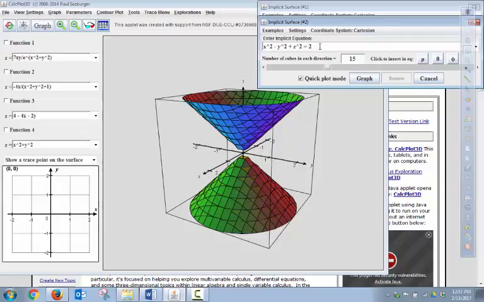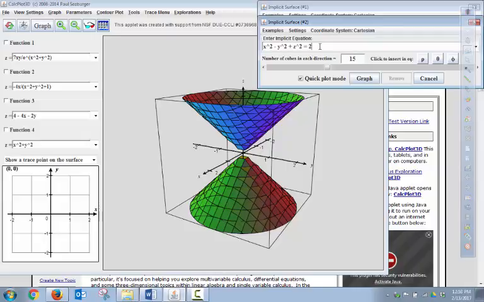We could bring the 2 over to the other side. It would be equal to 0. It's what? There's only one negative in the variable, right? If you have 2 negatives in the variable, then there's a good chance this is a hyperboloid of 2 sheets. There's only one negative, so it's a hyperboloid of 1 sheet.